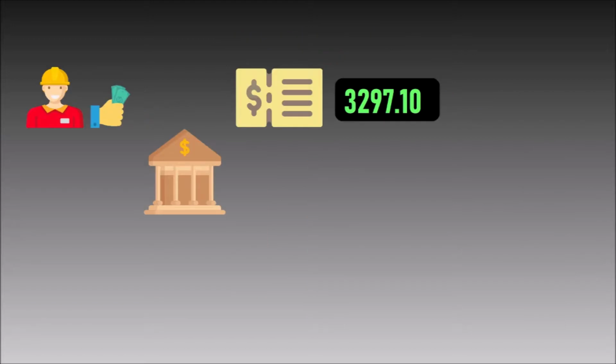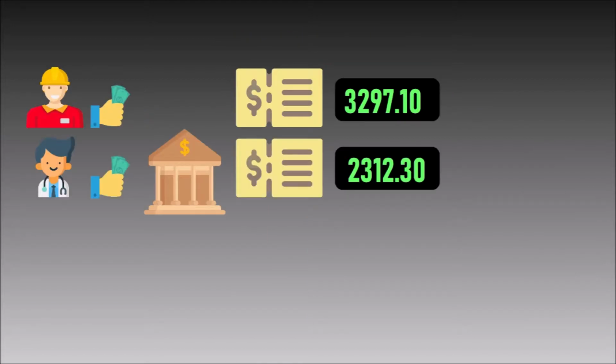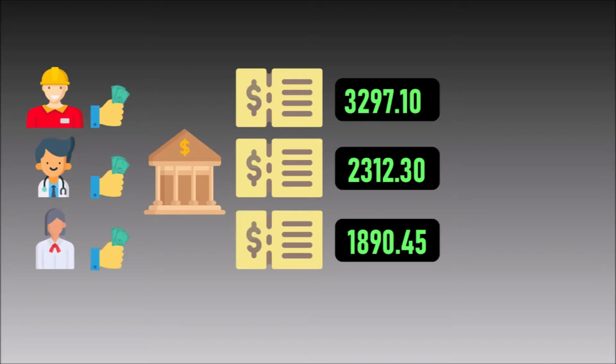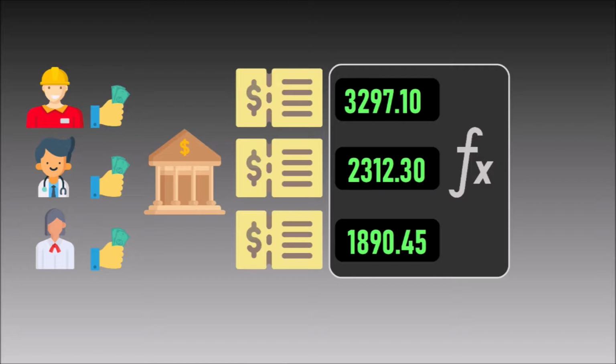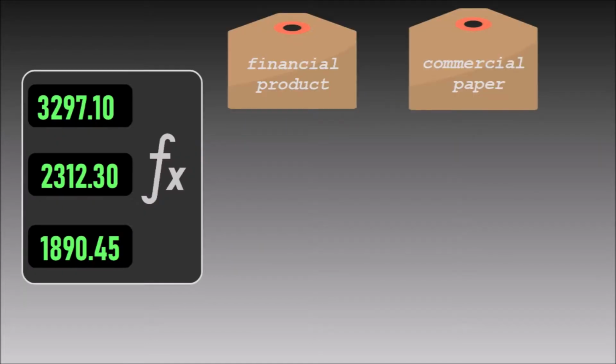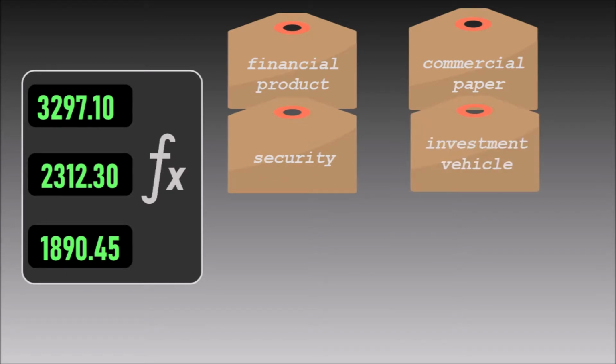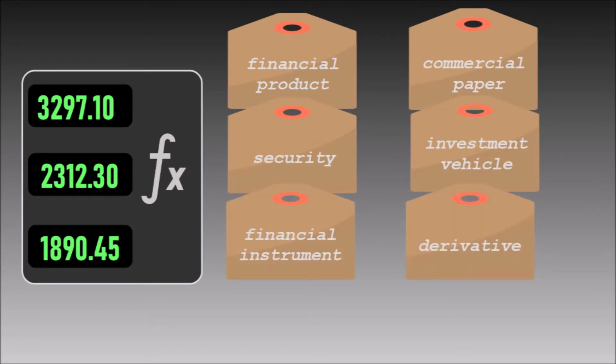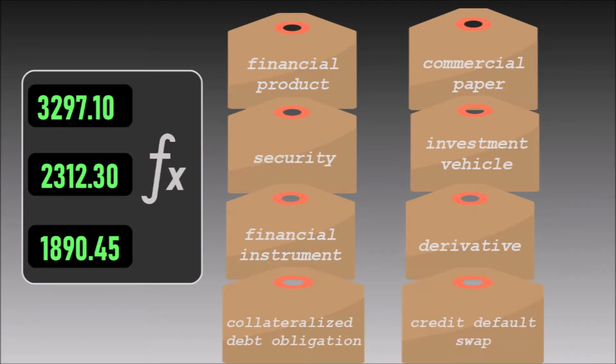When we keep money in our bank accounts, and that money is just numbers in the bank's computers, the banks can take those numbers and combine it with other numbers in someone else's account using a formula. My savings and your savings go together with the savings of other thousands of people into sophisticated mathematical formulas that carry fancy names, like financial product, commercial paper, security, investment vehicle, financial instrument, derivative, collateralized debt obligation, or credit default swap, to name just a few.